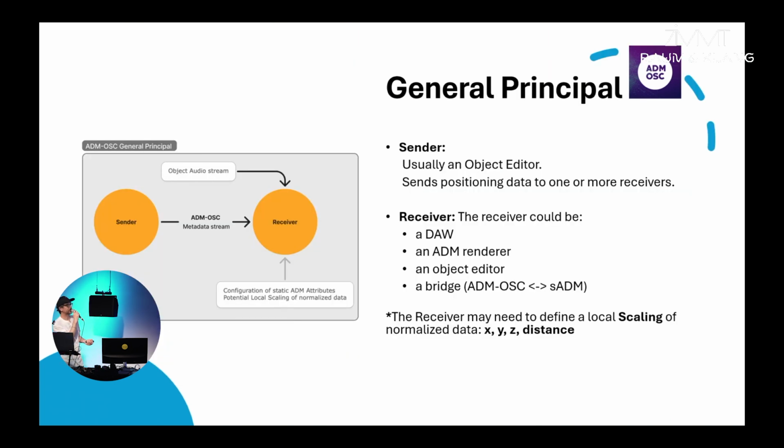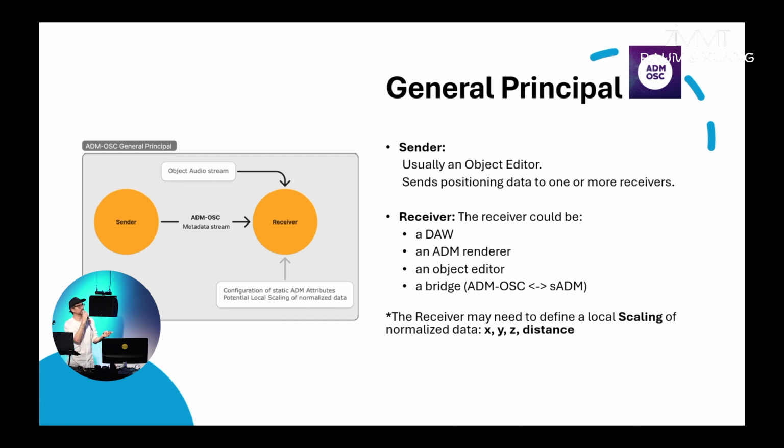The general principle of OSC: first, it's unidirectional. It can use different kinds of protocols, in real TCP/IP and UDP, but we focus on the UDP one. You have just one sender who sends some metadata to one receiver, so it's a one-way protocol.